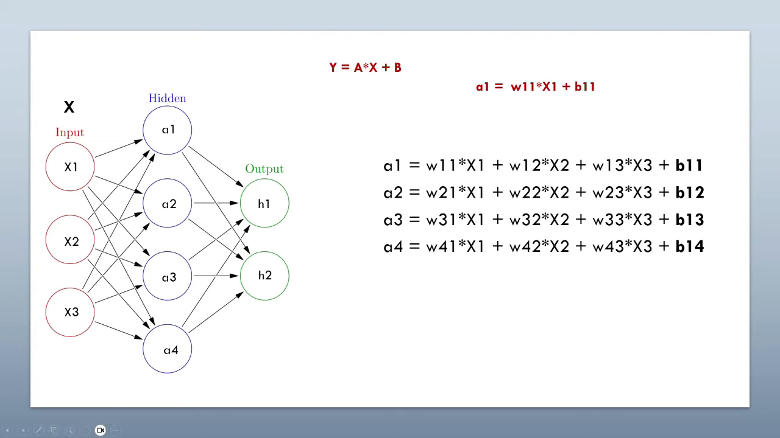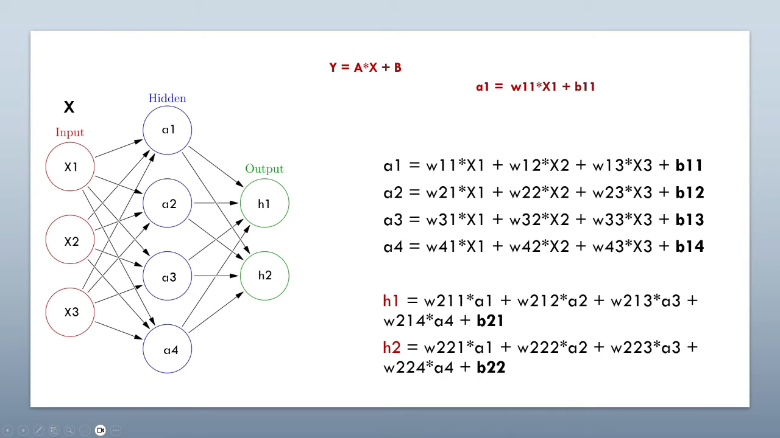So this part is done. Now from the hidden layer to the output layer, and it's exactly the same process. All four of them, A1, A2, A3, and A4, are connected to H1, the first output. And again, A1, A2, A3, and A4, all of them are connected to H2 as well. This time, we need to initiate four weights to multiply with A1, A2, A3, and A4, and then add B21 to get H1. And the same way, H2 would be another four weights times A1, A2, A3, and A4 plus B22.